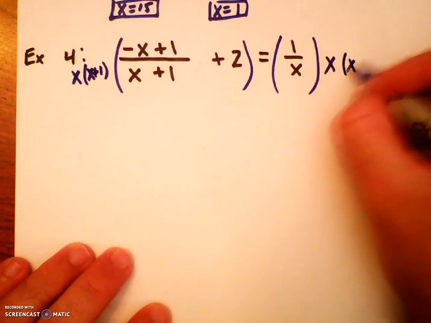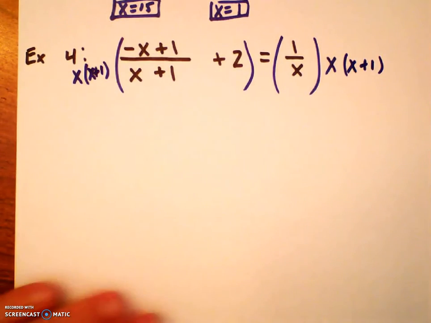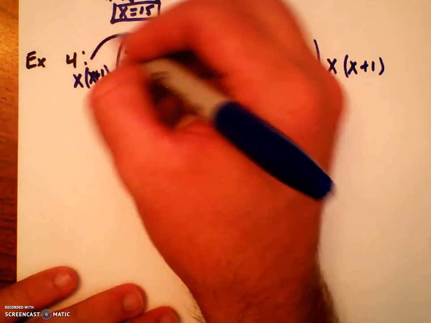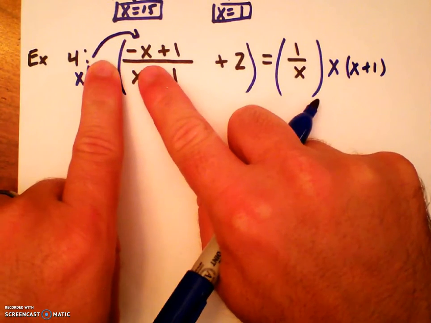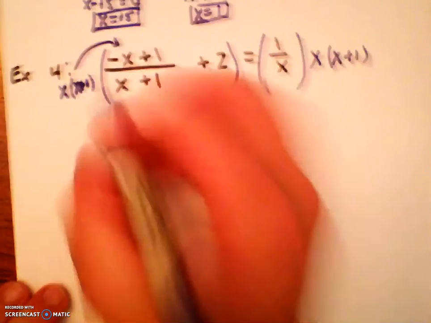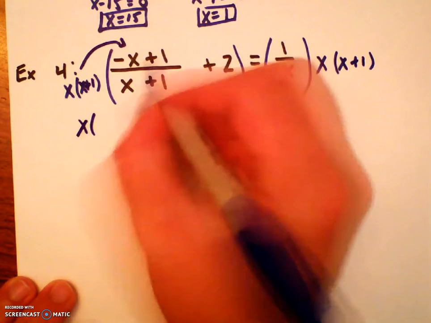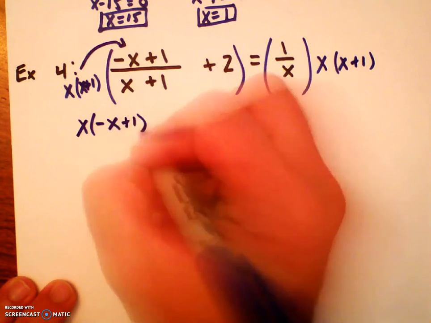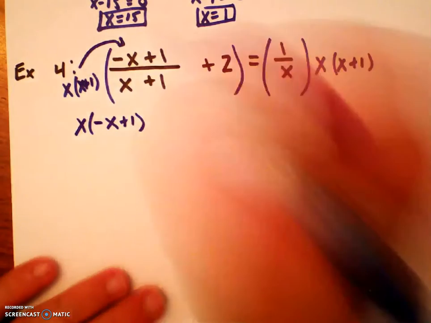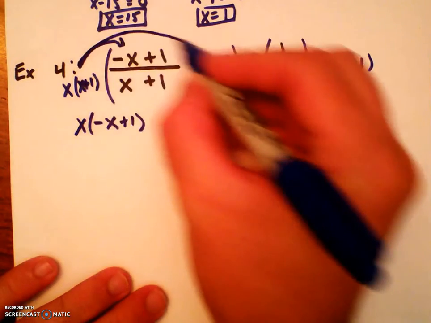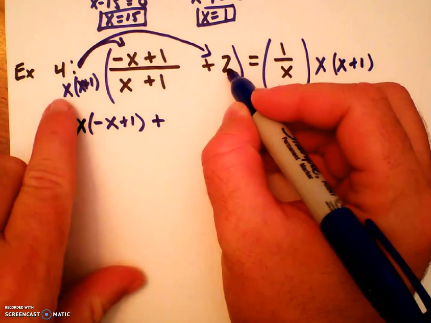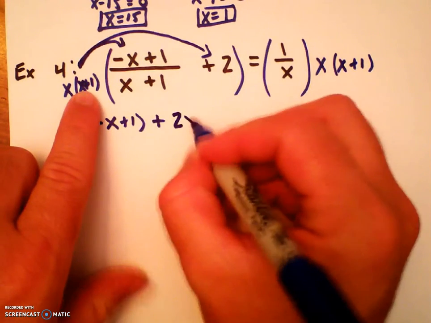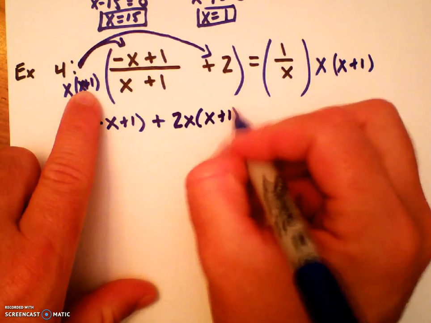And what I'm trying to do is get these to cancel. So now multiply these two. The x plus 1s will cancel. I'm left with the x and what's on the top here, which is negative x plus 1. And when I do this to the other side, the plus drops. The 2 and the x can multiply to get 2x, and then the x plus 1 is just going to come along. I'll multiply that out later.